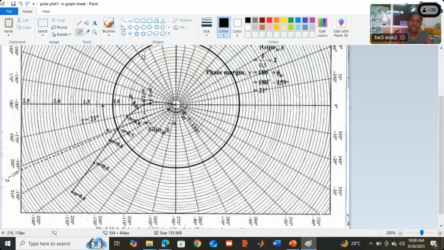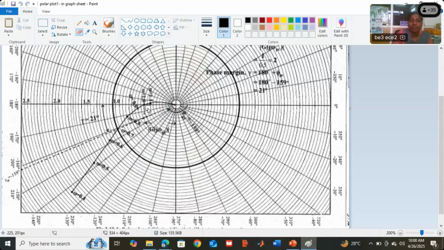This is the unity circle. First we have to calculate what is the omega value at 1.0 magnitude. What is the omega value at 1.0 magnitude? That is called the gain crossover frequency. Okay, so 0.7 is the gain crossover frequency. 1.0 is the magnitude.